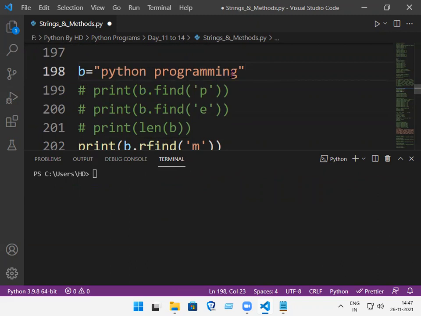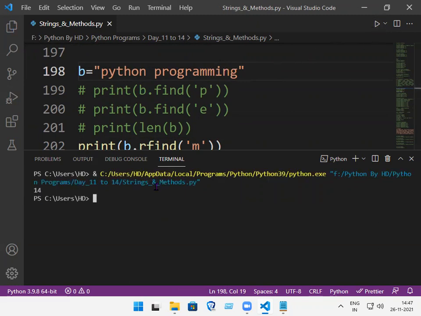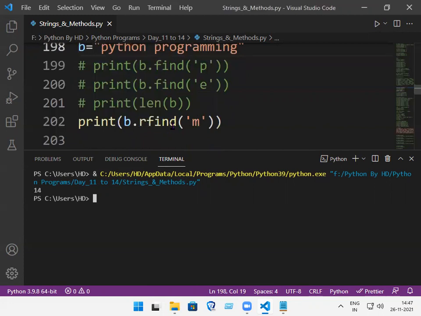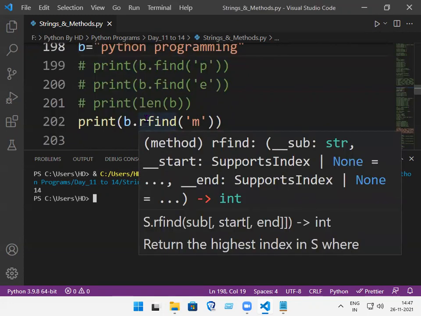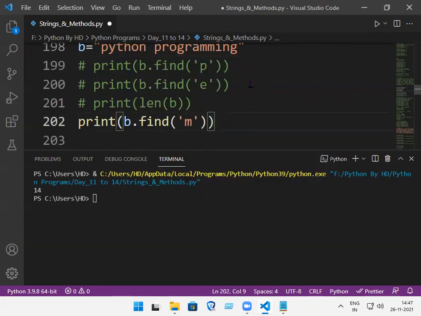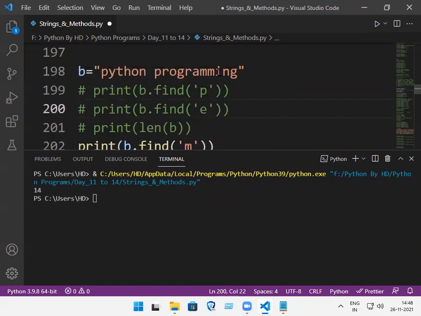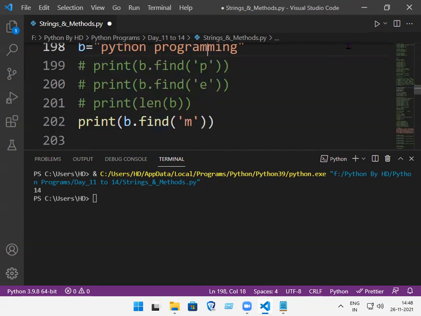Length of b is 18. So g value will be how much now? 17. This is 16, this is 15. So m will be how much? 14. I'm saying from the right side. If I say find m from the right side, this m or this m? The first m from the right. This is 14. Now this will be 13.